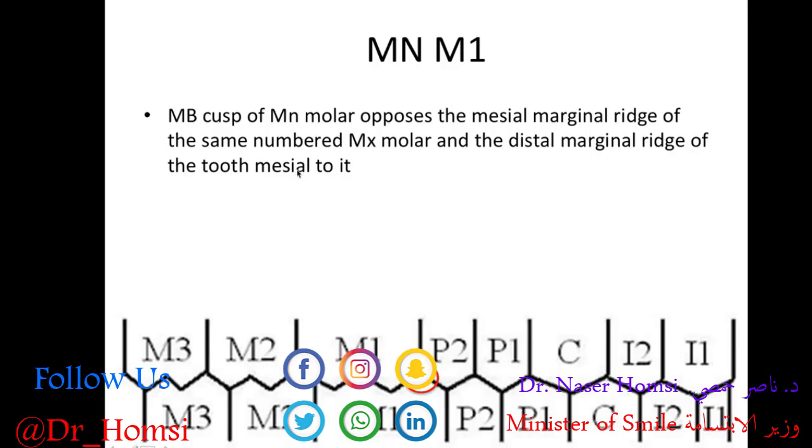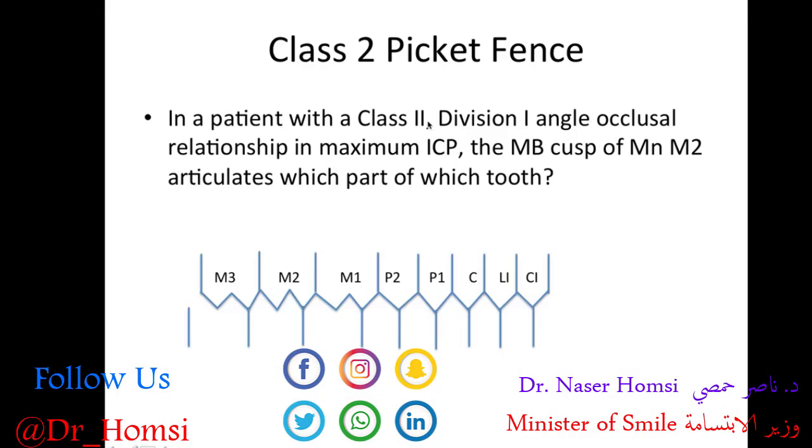So this is language that the boards love to use. You'll see stuff like that on the boards all the time. They're not going to specifically say which tooth it is, so you have to be able to visualize in your head, okay, what's mesial to this, what's distal to that. Okay, so here's the class 2 picket fence. So we just remember move everything back a line. We start on the central incisor and just draw the lines down.